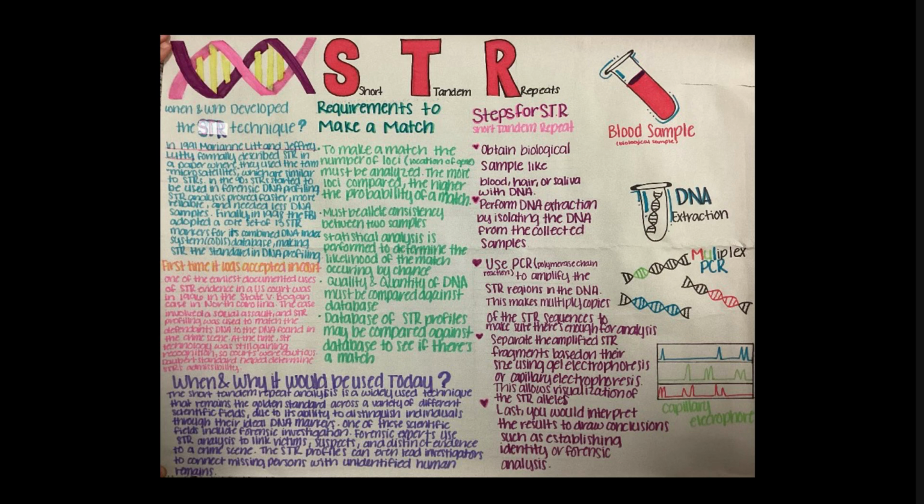Short tandem repeat analysis is a widely used technique that remains a gold standard across a variety of different scientific fields due to its ability to distinguish individuals through their unique DNA markers. One of these scientific fields is forensic investigation. Here, experts use STR analysis to link victims, suspects, and distinct evidence to a crime scene. The STR profile of an individual can lead investigators to connect missing persons with unidentified human remains.